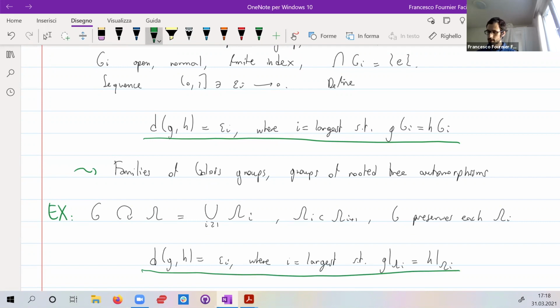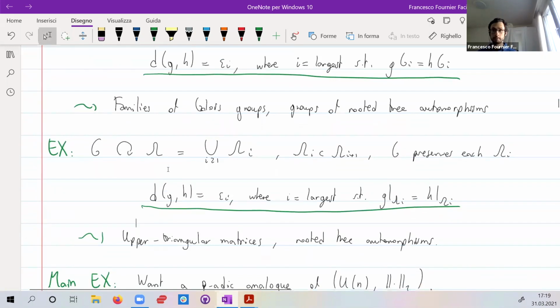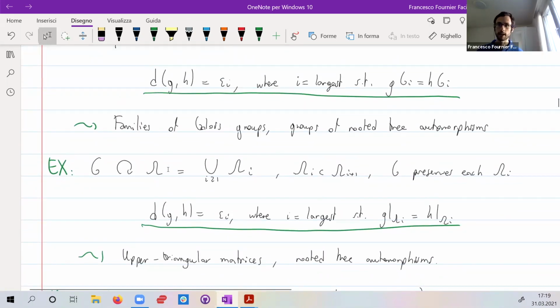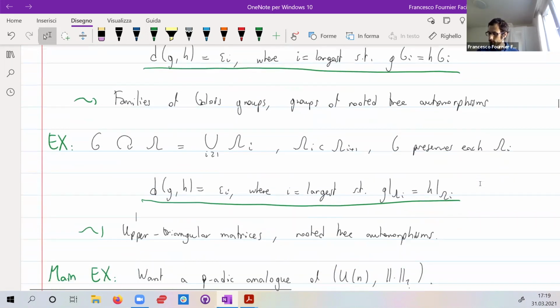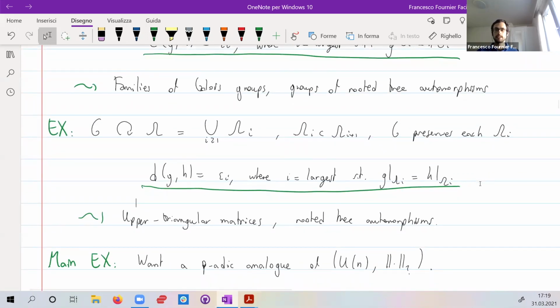Okay, and this allows you to put ultrametrics on, for example, upper triangular matrices where you let them act on a complete flag. And again, rooted tree automorphisms. This gives you another point of view because they can act on each level. So these are two quite general constructions that give rise to ultrametric groups. And the main example for today is a p-adic analog of Ulam stability, so stability with respect to unitary groups and some norm.